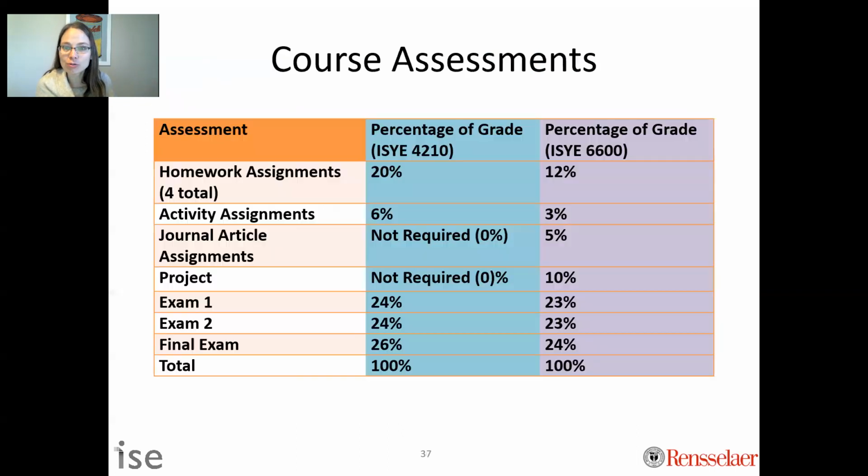So what do you need to do to pass this class? Again, there are two types of students in this class, so make sure you're in the right column. If you're an undergrad, your grade will be made of primarily homework and then 3 exams. We'll also have what I call activity assignments. Those are the catch-all for anything that's not a homework assignment. If you look on LMS right now, there are things like the getting to know you quiz and the supply chain and you assignment. Those are all activity assignments.